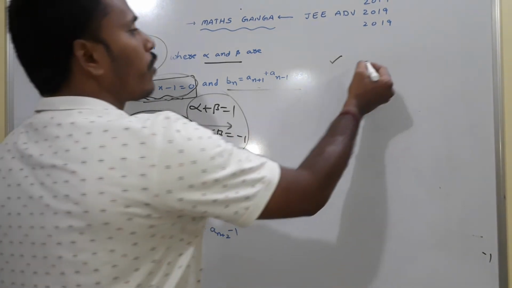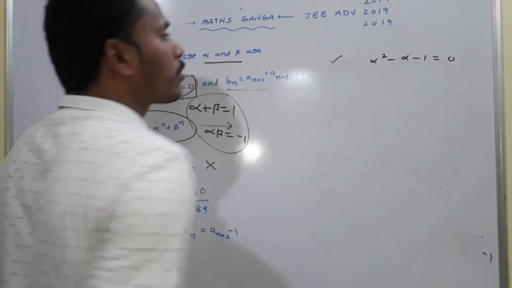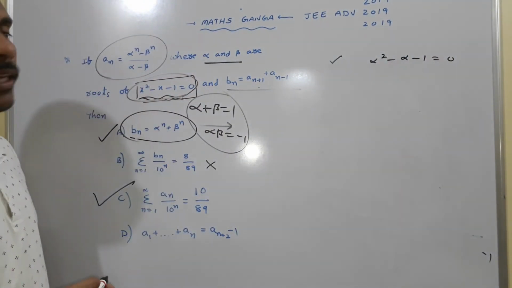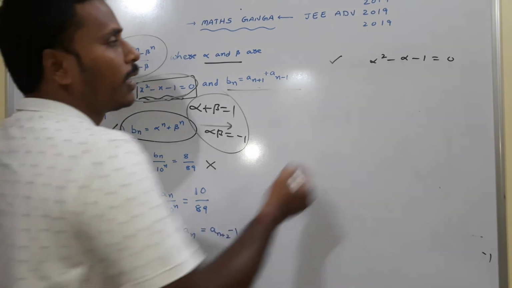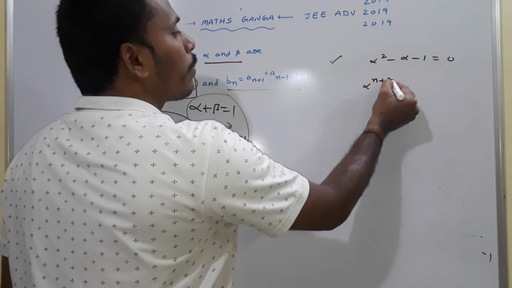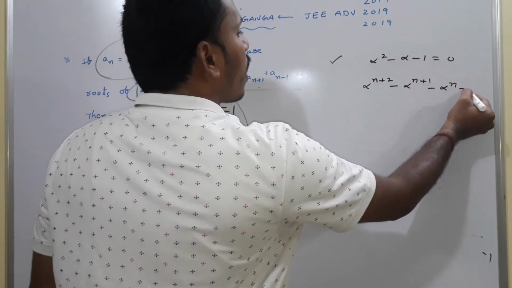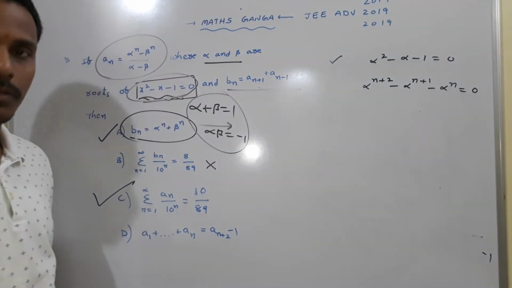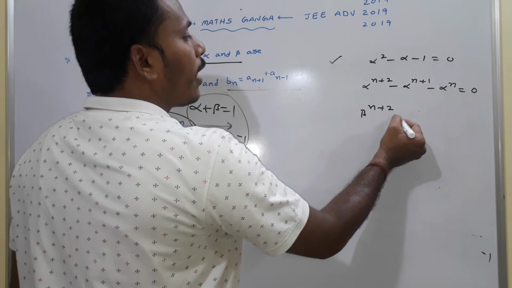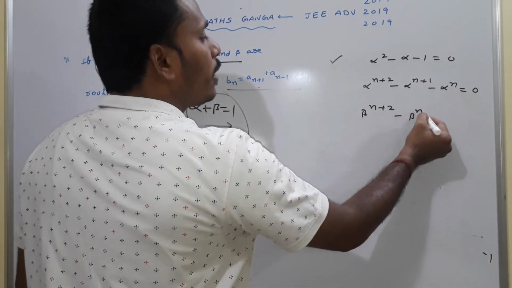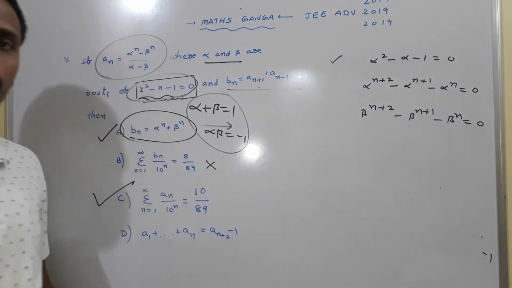Since alpha is a root for this one, what do I have? Alpha square minus alpha minus 1 is equal to 0. Now we do one thing. Multiply everything with alpha power n. Then it becomes alpha power n plus 2 minus alpha power n plus 1 minus alpha power n is equal to 0. And similarly, if you do the same, we again have beta power n plus 2 minus beta power n plus 1 minus beta power n is equal to 0.